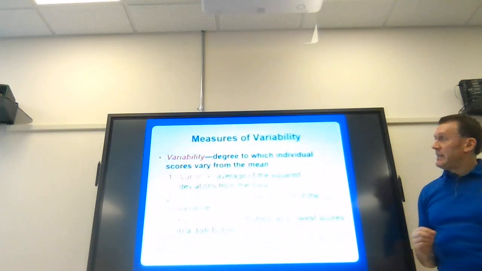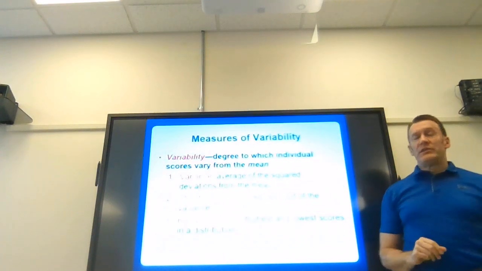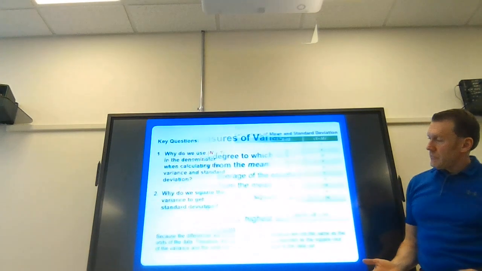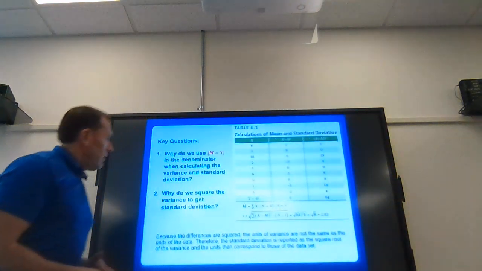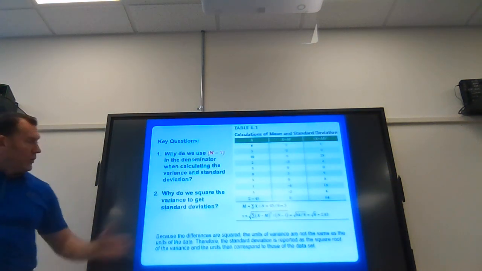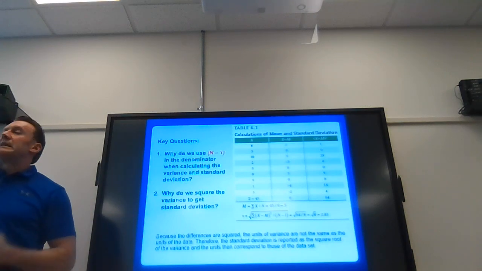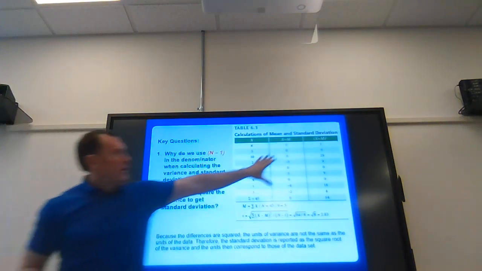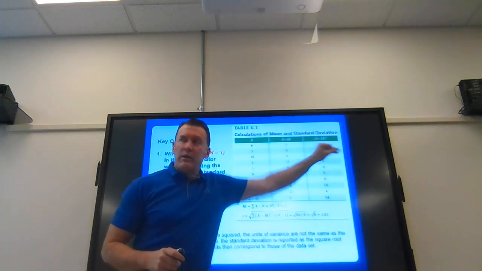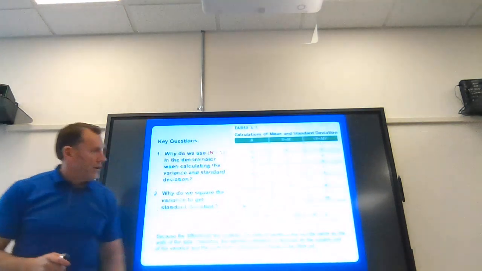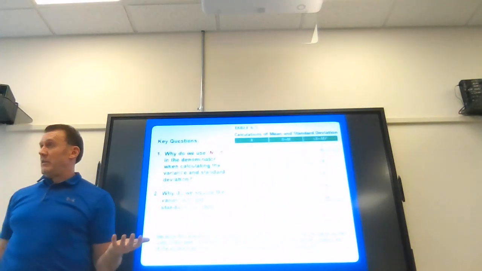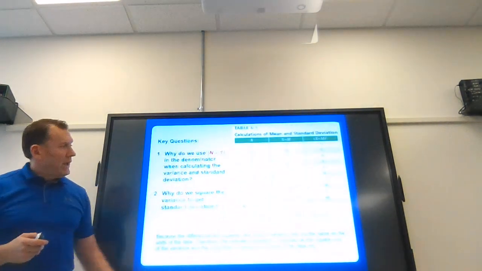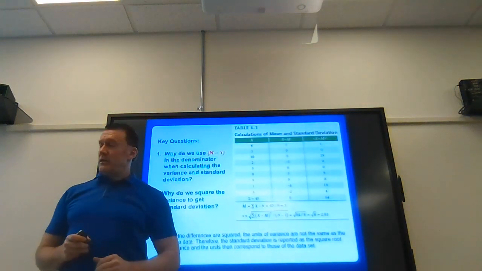That's your variance. So that's the average of the square deviations from the mean. But that really doesn't make sense because, take a look, read this paragraph. Question number 2: why do we then square the variance to get the standard deviation? The answer is right here. Because the differences are squared, the units of variance are not the same as the units of the data. So to get it back to the units of the data, we have to take the variance and square it.